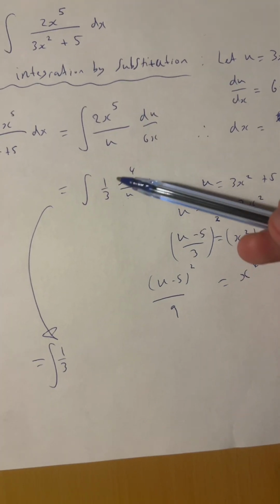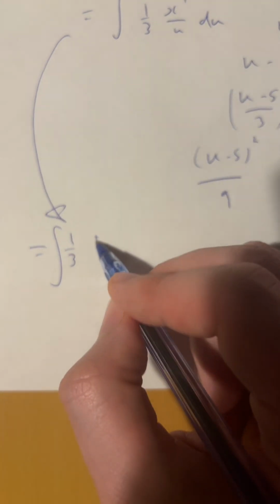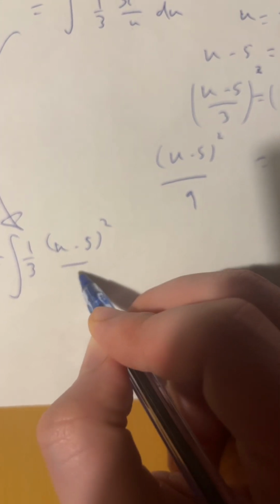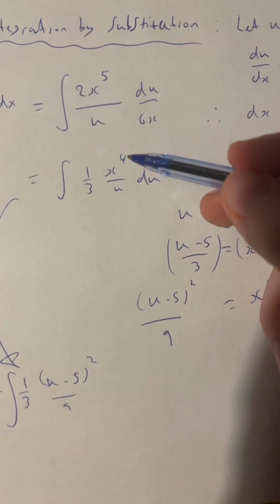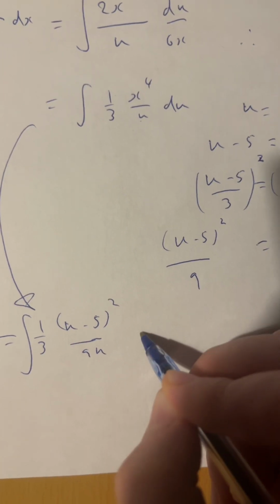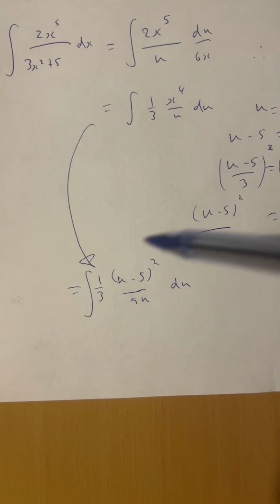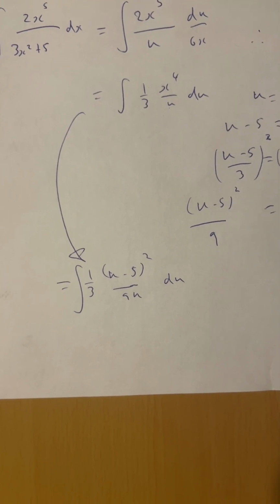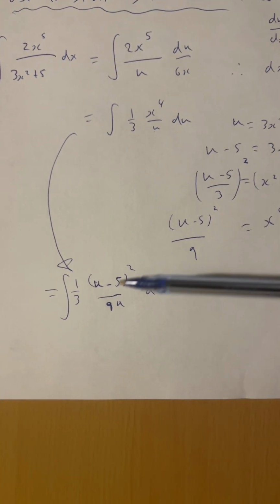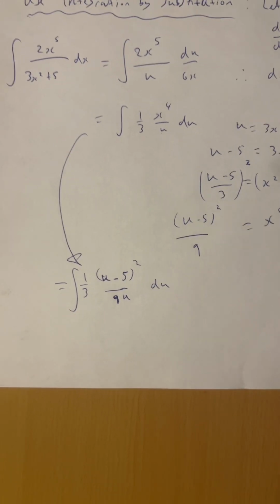And so now the integral becomes 1/3 times the integral of x to the power 4, which is this thing here. So let's write this here: u minus 5 to the power of 2 over 9, and then divided by u, with respect to u. So now we've eliminated all the x's, and we've just got an integral involving u, which is what we want. So now the integral looks exactly like the type of integrals that we looked at in video 7 in this series, the previous video.